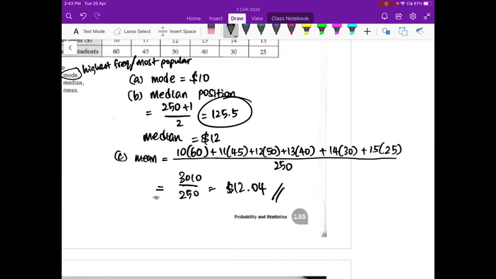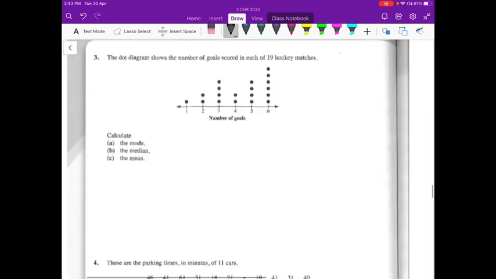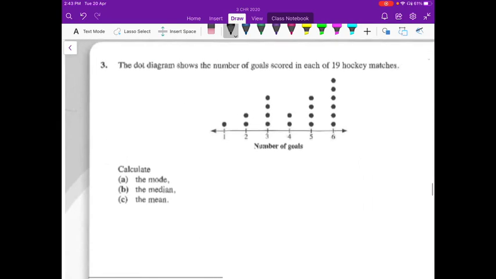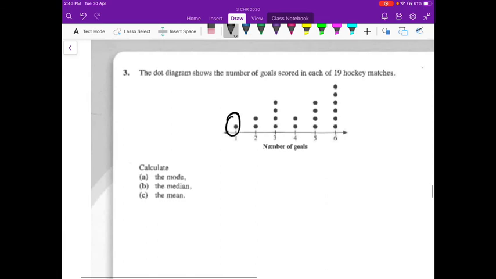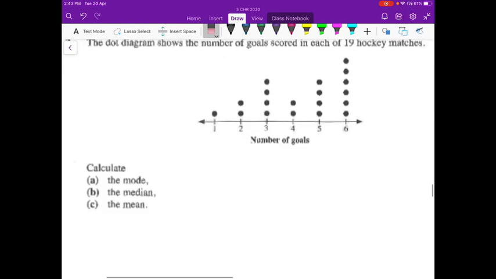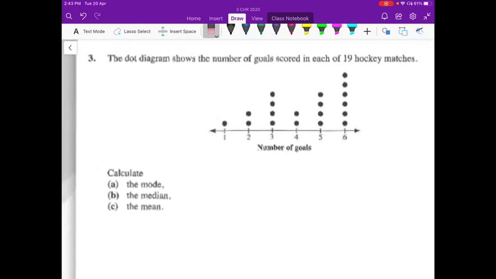Mode is the most popular. 19 hockey matches. Sometimes they score 1 goal. Sometimes they score 2. Sometimes they score 6. Okay, now find the mode. Which one appears the most time? Mode is 6. Part A, mode equals 6.